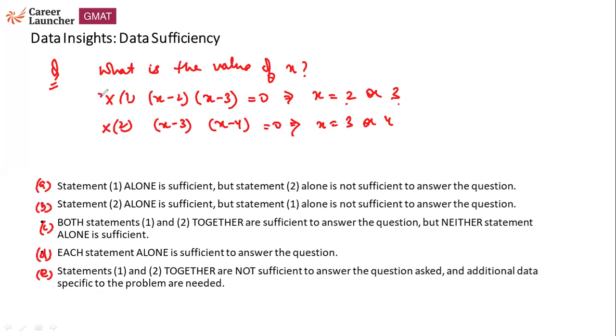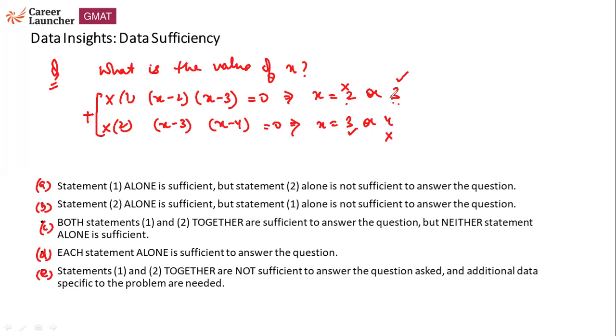Let's club them. If we club the information, can we say that x is equal to 2 only satisfies statement 1, but not 2? x is equal to 3 satisfies statement 1 as well as 2. x is equal to 4 only satisfies statement 2 but not 1.